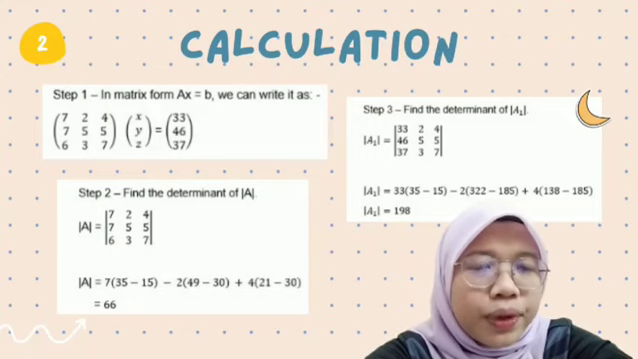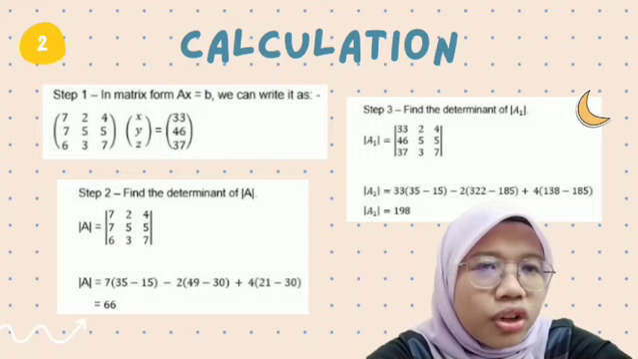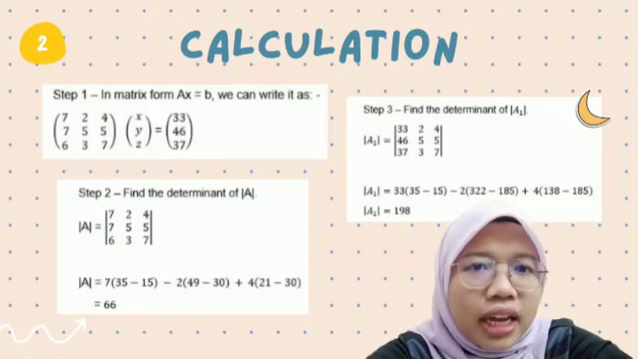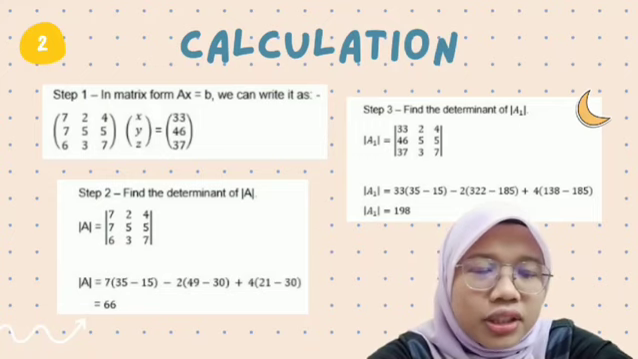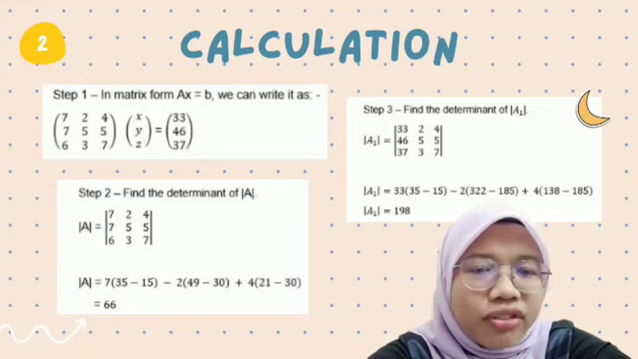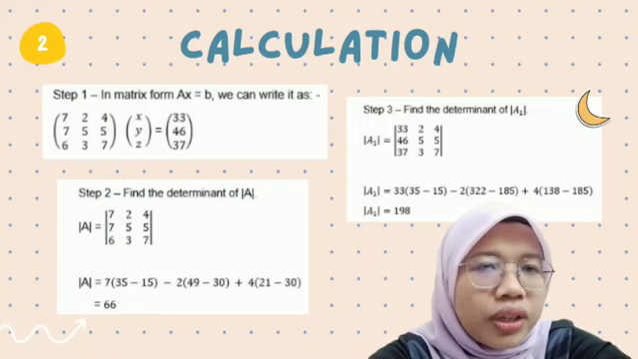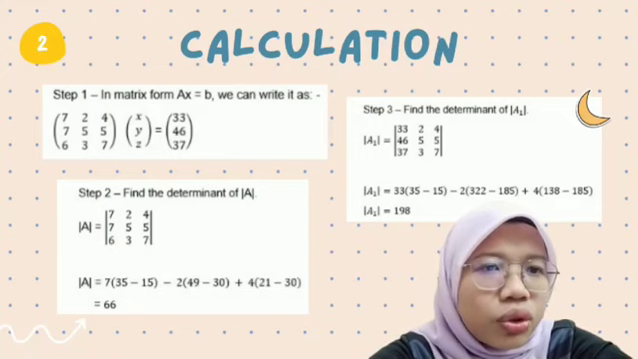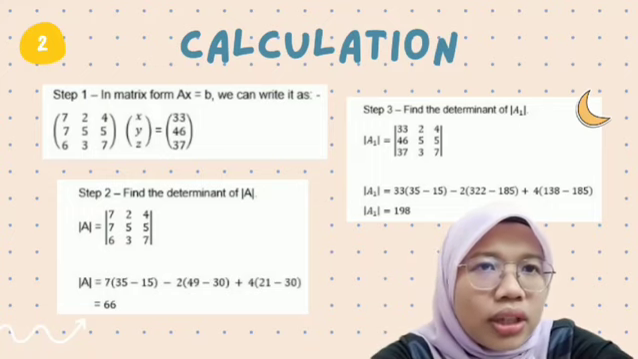We need to expand along the first row and then calculate the corresponding 2 by 2 determinants for the first row of the determinant of A. And we get 66 for the determinant of A. Next, we need to find the determinant of A1. We expand along the first row and then calculate the corresponding 2 by 2 determinants for the first row of the determinant of A1. And we get 198 for the determinant of A1.